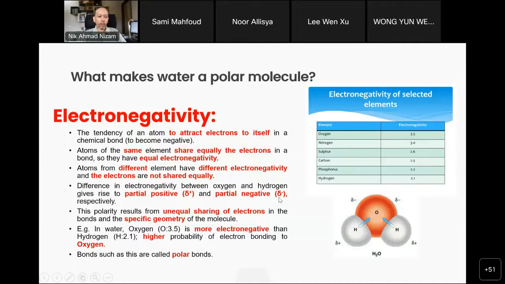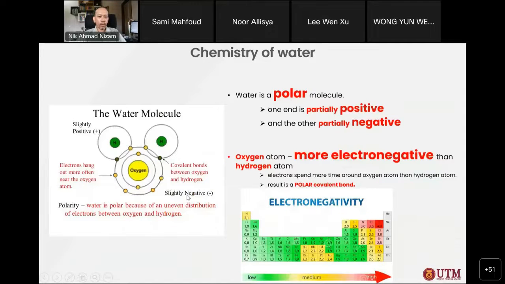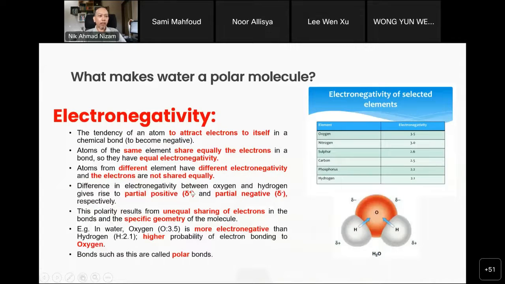Okay, like I told you before, sometimes we call it slightly or partial. This is the symbol, delta plus. This is the symbol, delta negative. So we do not come up with a symbol of just positive. We put delta positive, and partial negative is also delta negative. Not just positive or negative.